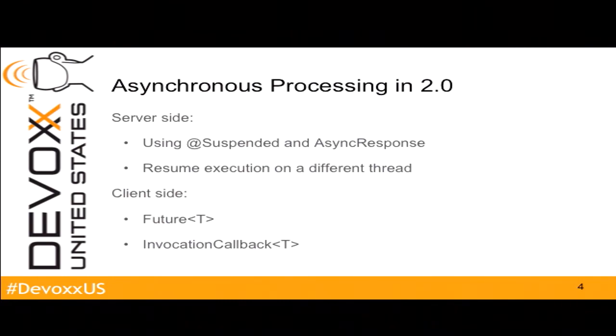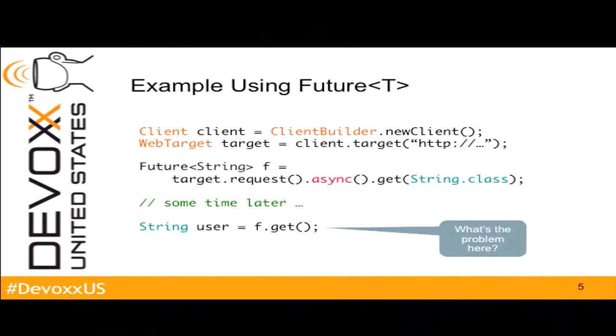The other thing we did is we extended the client API to support asynchronous processing. And at the time, we worked with whatever was available on the JDK, which was the Future type. Many of you may have used that. And we've also added a new type that we felt was necessary at the time, which is called InvocationCallback. So let's take a quick look at a couple of examples that show how to use this.